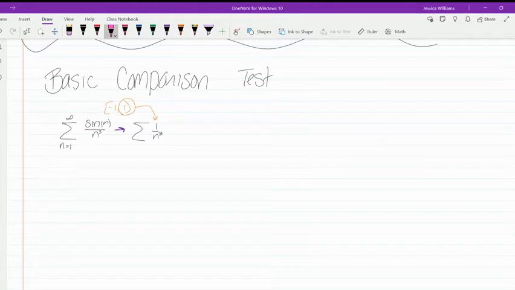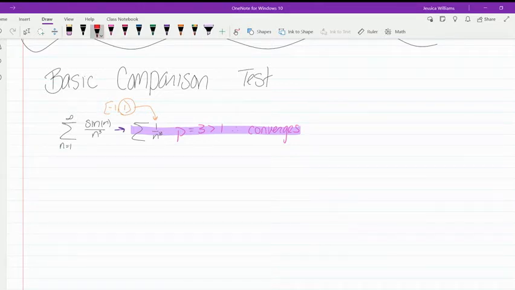So I'm going to use p-series here. I'm going to say p equals 3, greater than 1, therefore converges. And now I'm going to do a basic comparison test. Yes, I used p-series to test, but that was to prove the series that I think it looks like.